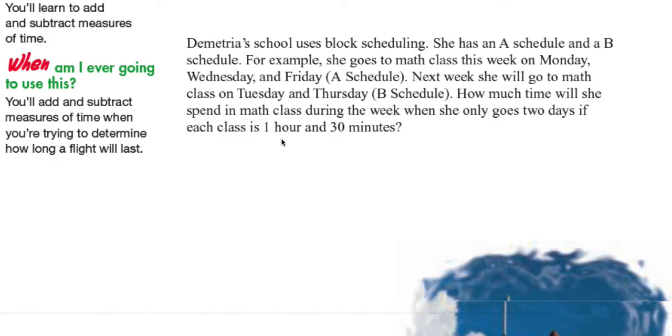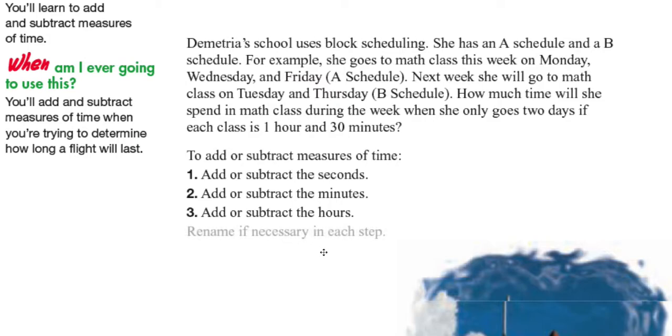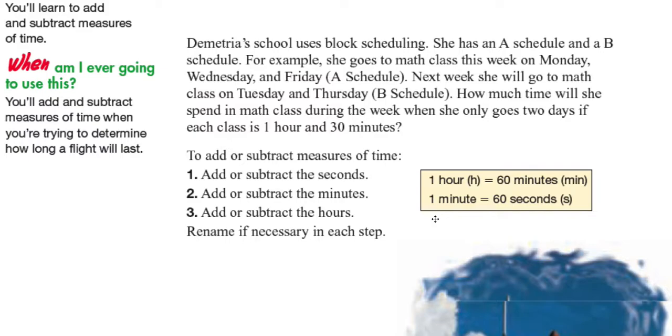Okay, so to be able to answer this question, we need to add and subtract measures of time. In adding and subtracting measures of time, the first step is to add and subtract the seconds. The second step is to add and subtract the minutes. The third step is to add and subtract the hours. Finally, we need to rename if necessary in each step. We also need to remember that an hour is 60 minutes and a minute is 60 seconds.